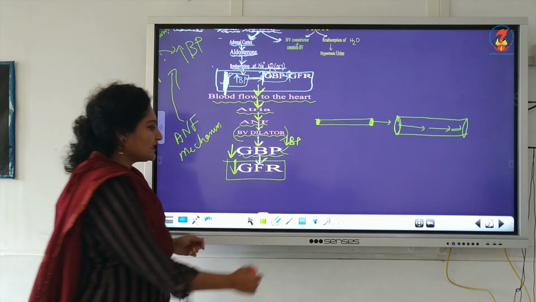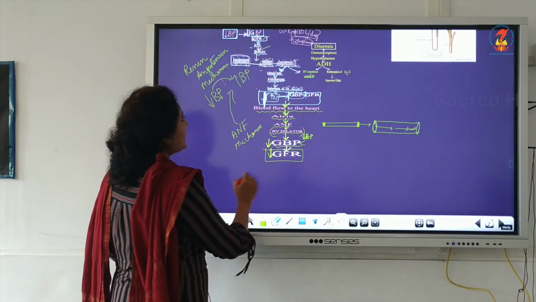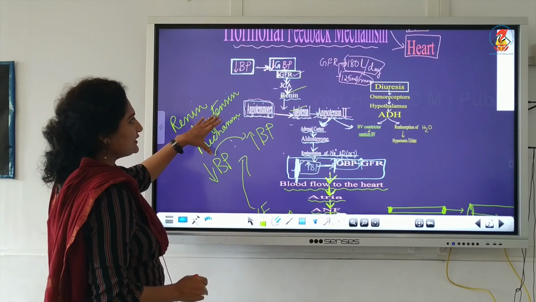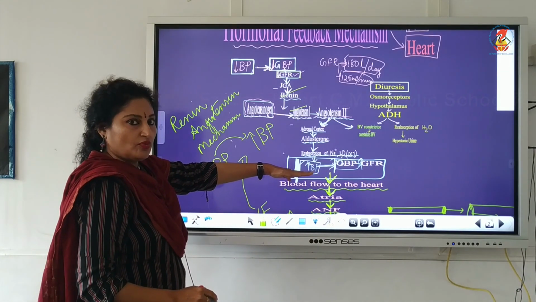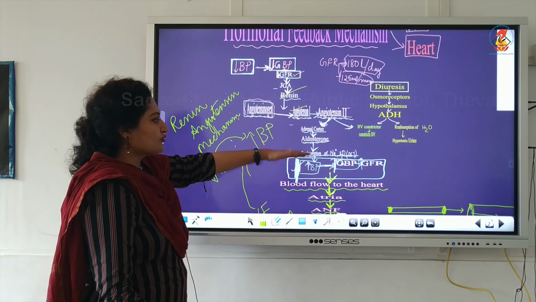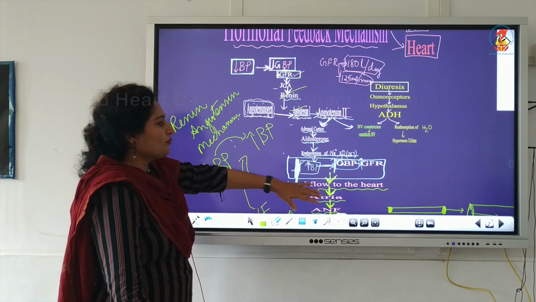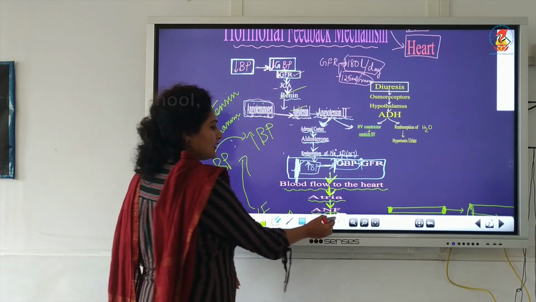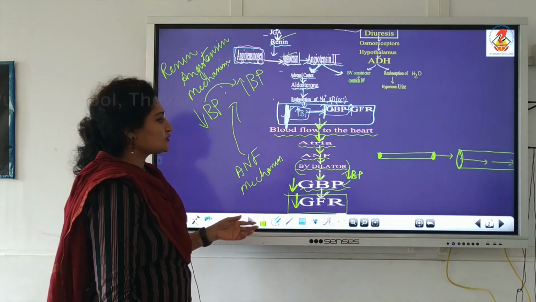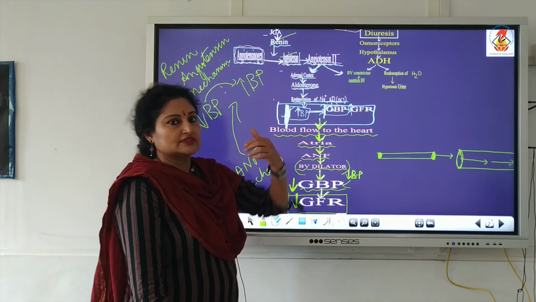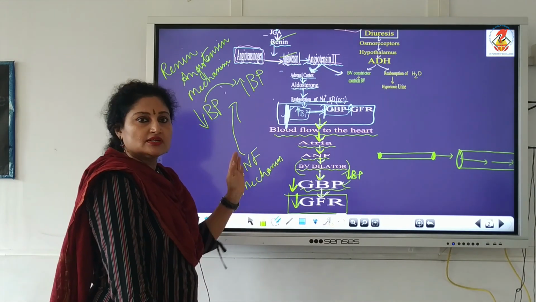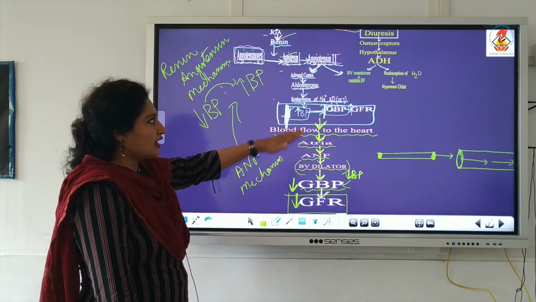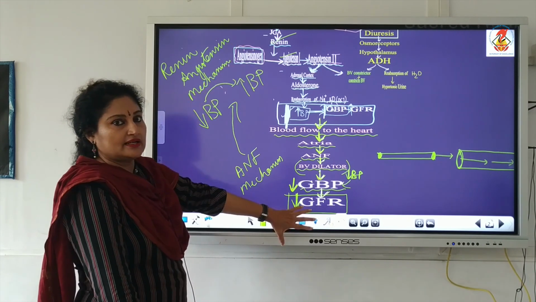Which was the first mechanism? It was the renin-angiotensin mechanism. From low BP it increased the BP. Now to switch over back to low BP, it was done by the heart. Lots of blood flows to the heart, and then ANF is released by the atria, and this ANF is a vasodilator. Therefore it dilates the blood vessel, and the BP decreases, which means the blood pressure at the glomerulus decreases, which means the filtration rate also decreases. So you saw how one mechanism is checked by another mechanism.